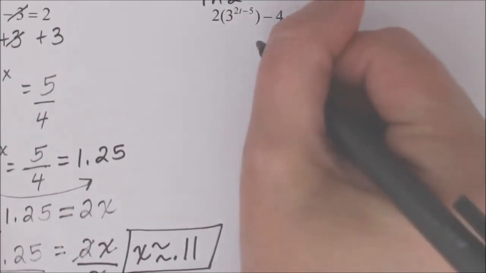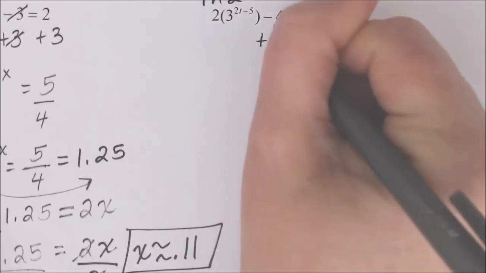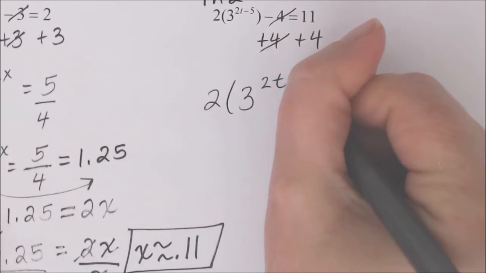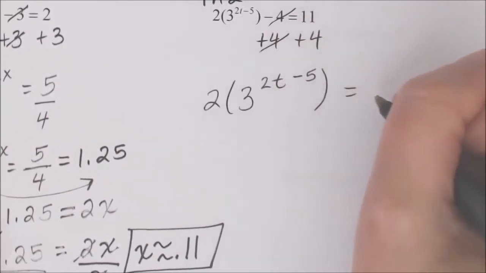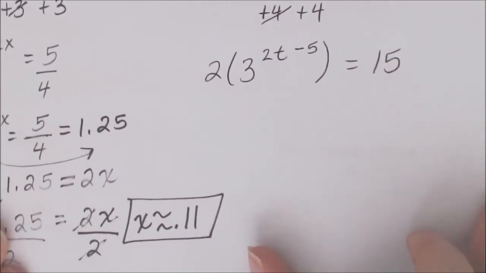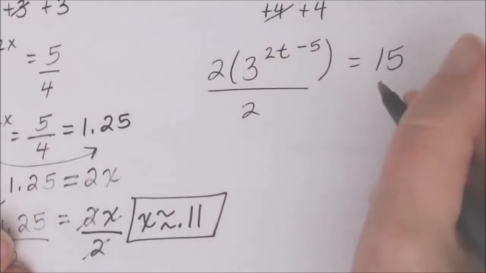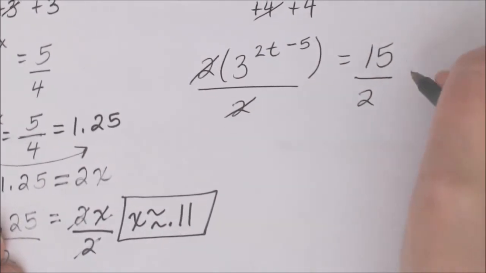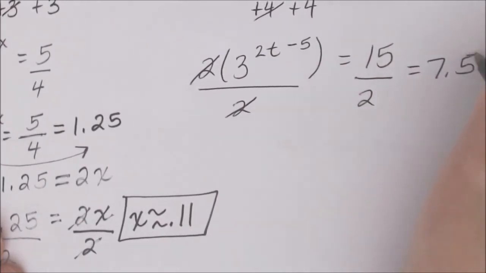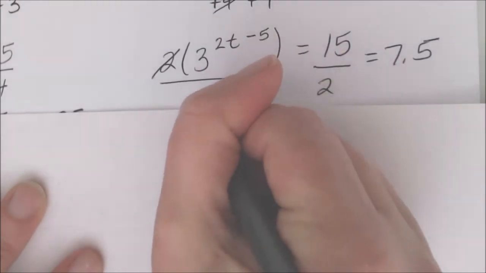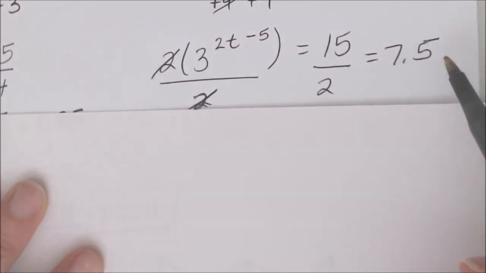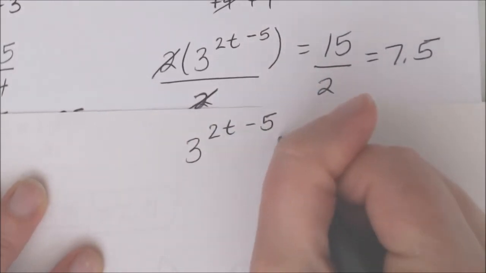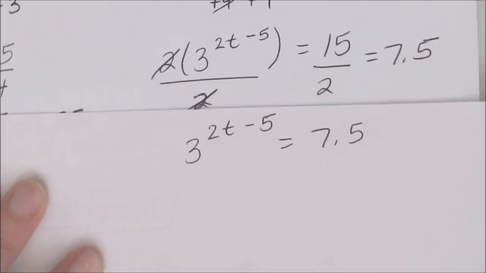So the way I'm going to do that is I'm going to add 4 to the other side. Cross those out. So we get 2 times 3 to the 2t minus 5 equals 15. And then we need to divide both sides by 2 to get the 2 out of the way. If you want to make that a decimal, just so you don't have to deal with the fraction, I believe that's 7.5. So I've got 3 to the 2t minus 5 equals 7.5.